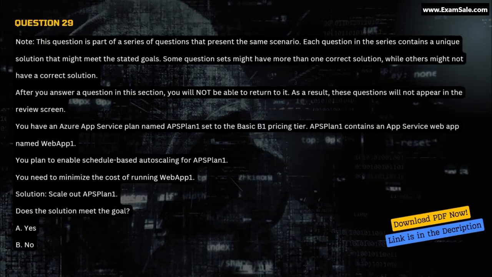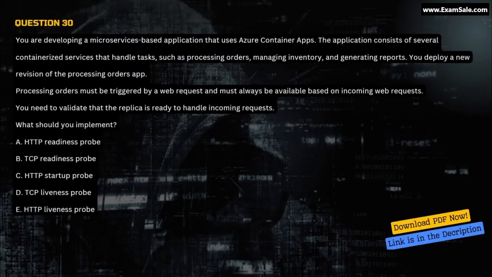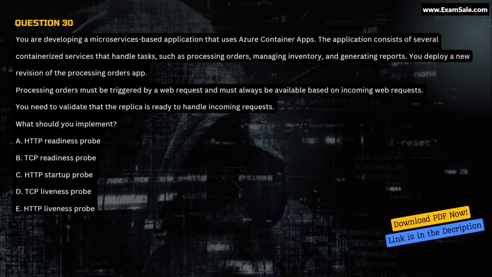Solution: scale out APS Plan 1. Does the solution meet the goal? A. Yes. B. No. Correct answer B. No. Explanation: scaling out increases resource usage and cost, which contradicts the requirement to minimize operational expenses while enabling schedule-based auto-scaling. Question 30. You are developing a microservices-based application that uses Azure Container Apps.